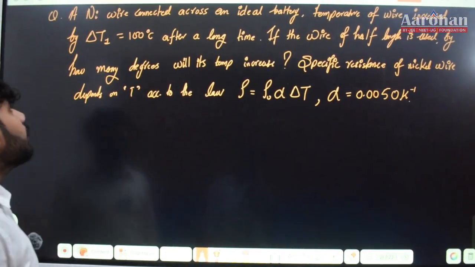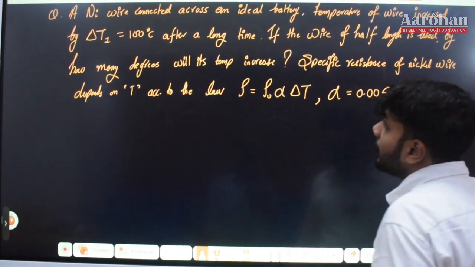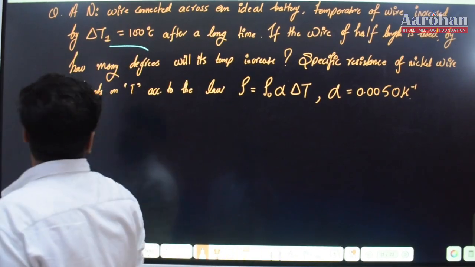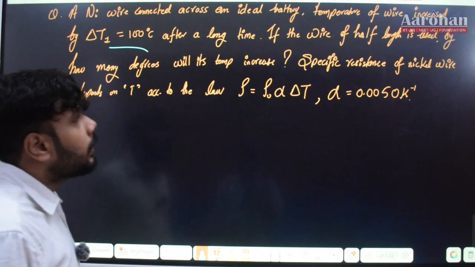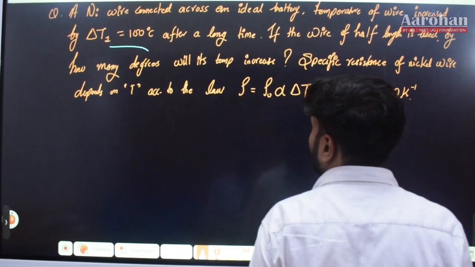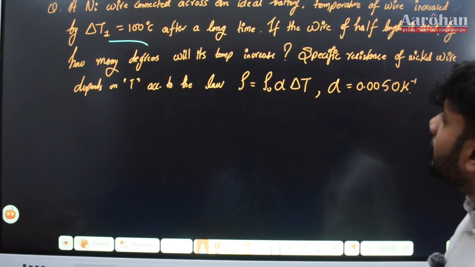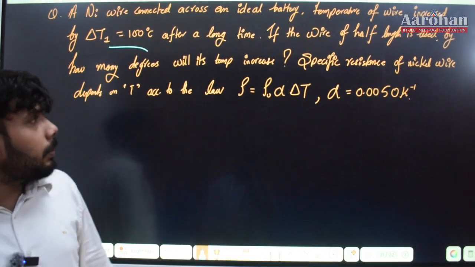What is the question saying? They are saying there is a little wire which is connected to an ideal battery, and the temperature of the wire is increased by that many degrees Celsius after a long time. Then they are saying the length of the wire is being divided into half, and what will be the increase in temperature? Specific resistance they have given, and the normal formula they have given.